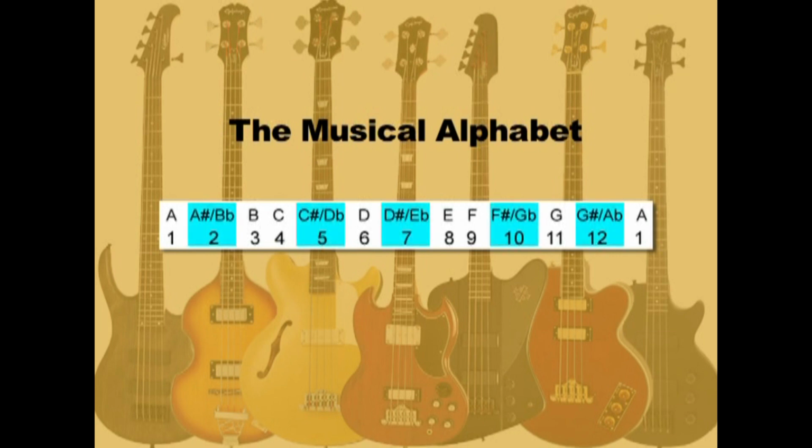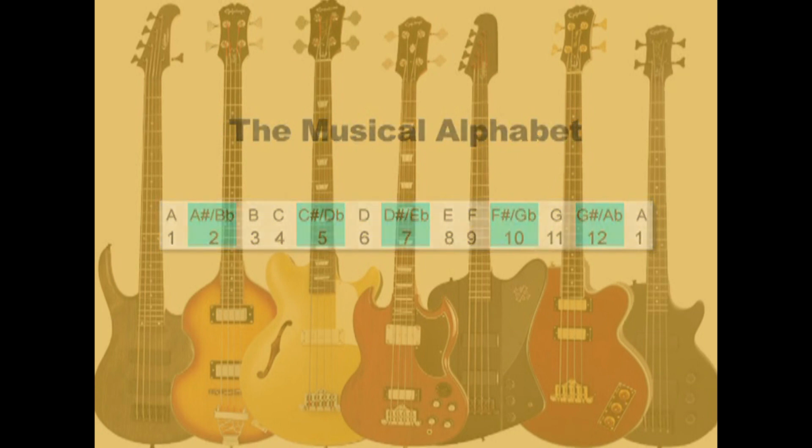Notice that the 2nd, 5th, 7th, 10th, and 12th notes have two different names. For example, the 2nd note can be A sharp or B flat. It is the same note, but it has two different names. The notes A, B, C, D, E, F, and G are called basic or natural notes. All of the sharp and flat notes are called accidentals.